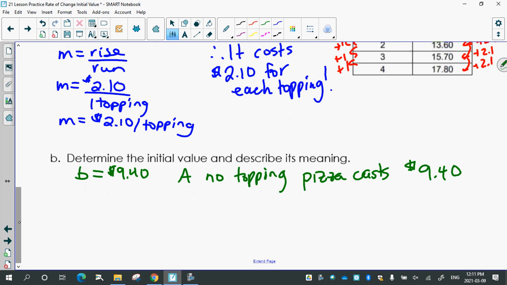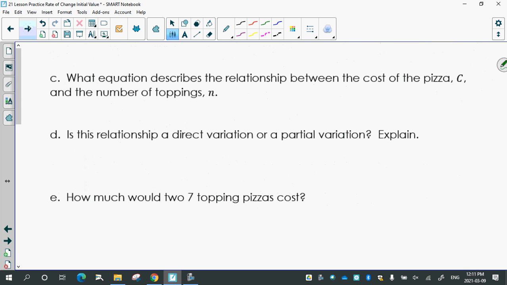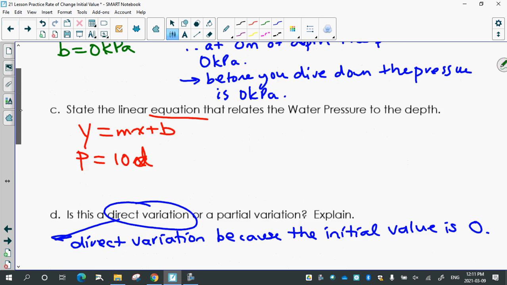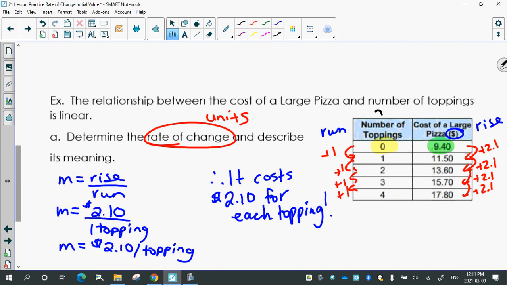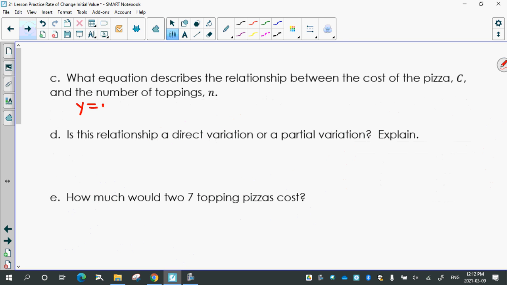and its meaning. What equation describes the relationship between the cost of the pizza C and the number of toppings N? So again, normally this is your X column and this is your Y column, but instead it tells us to call the number of toppings N and the cost C. Okay? So remember, X always comes before Y. So you're going to change over Y equals MX plus B into the cost is equal to $2.10 times the number of toppings plus $9.40. Okay?